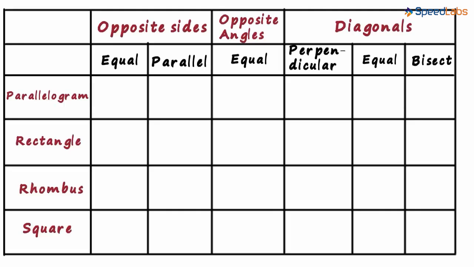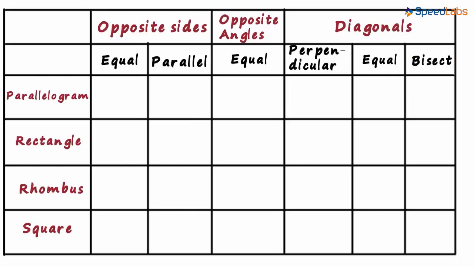Now let us look at the properties of most of the special quadrilaterals using this table. The quadrilaterals we will cover include parallelogram, rectangle, rhombus, and a square. We will understand if their opposite sides are equal or parallel or both. We will see if their opposite angles are equal, and most importantly, we will analyze their diagonals. We will see if they are perpendicular, equal, or whether they bisect each other.